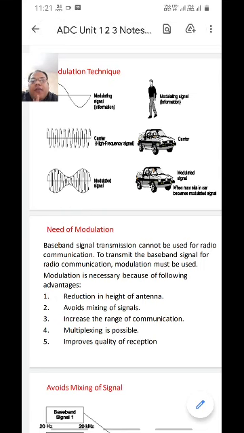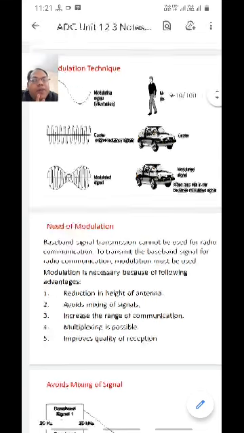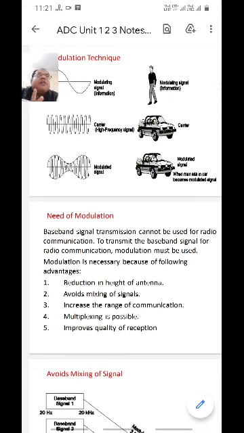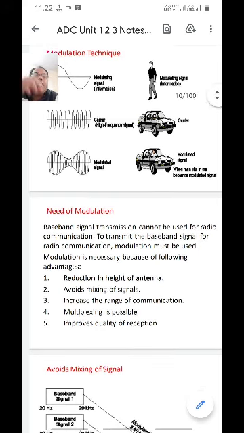And there is the need of why we need modulation. Baseband signal transmission cannot be used for radio communication. We saw in the first chapter that we cannot use baseband signal transmission for radio communication, because the original signal is very low frequency and it cannot be used for radio communication. To transmit the baseband signal for radio communication, modulation must be used. Modulation is compulsory for radio communication.